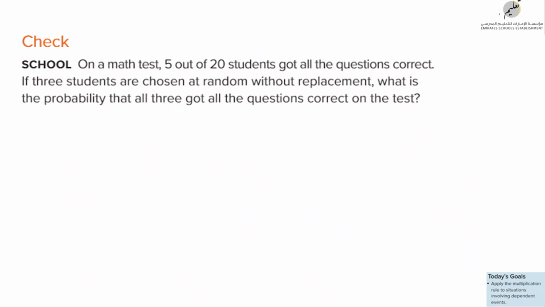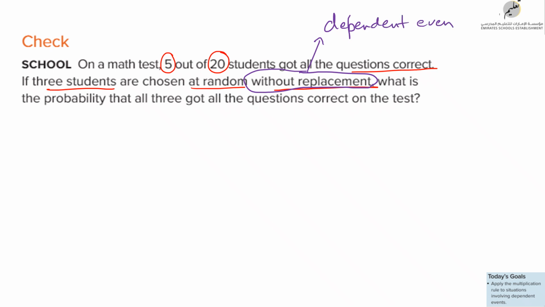Okay, so let's do a check question on dependent events from the book. On a math test, 5 out of 20 students got all the questions correct. If 3 students are chosen at random without replacement, so this is your important keyword. If the question says without replacement, you will know that it is a question on dependent events. The probability will get affected and you have to apply the multiplication rule. Now what is the question asking? What is the probability that all 3 got the questions correct?